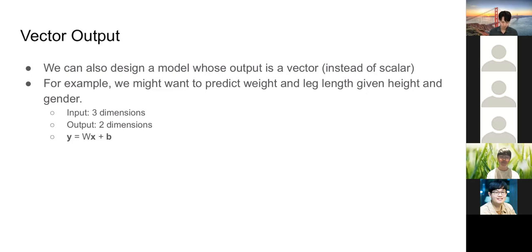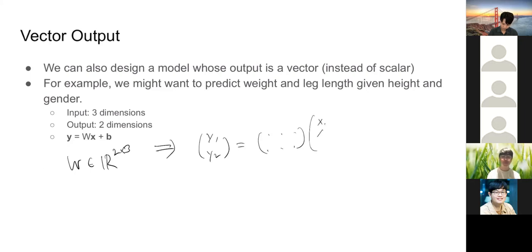So then what's different now? Now the difference is that W is no more a one by three matrix, but it has to be a 2 by 3 matrix, which means you are now predicting Y1 and Y2. You have six values here, and then you have X1, X2,1, X2,2, plus B1 and B2. Now bias is also a vector, that's why we bold printed it here.